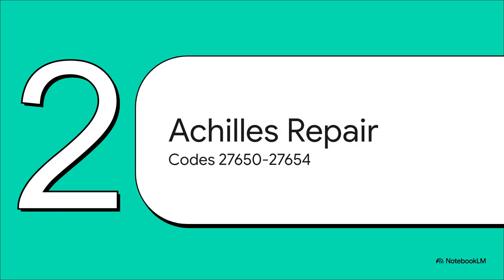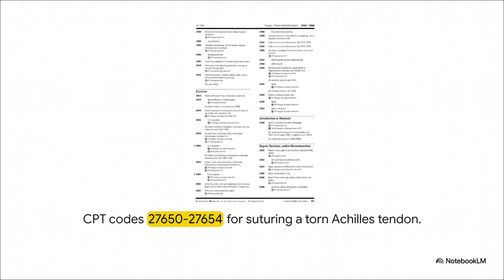Moving on to section 2, repairing the Achilles tendon. So the Achilles tendon is that super thick band of tissue connecting your calf muscles straight down to your heel bone. It's an incredibly famous sports injury, right? When an athlete pushes off way too hard, that tendon can literally snap right in half, totally disconnecting the muscle from the heel. To fix it, surgeons go in and basically sew those snapped ends back together using really heavy sutures. But here's the trick for codes 27650 through 27654.